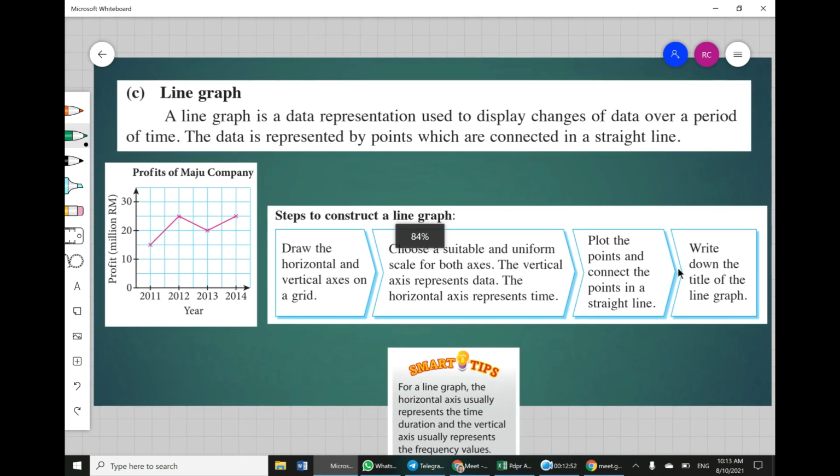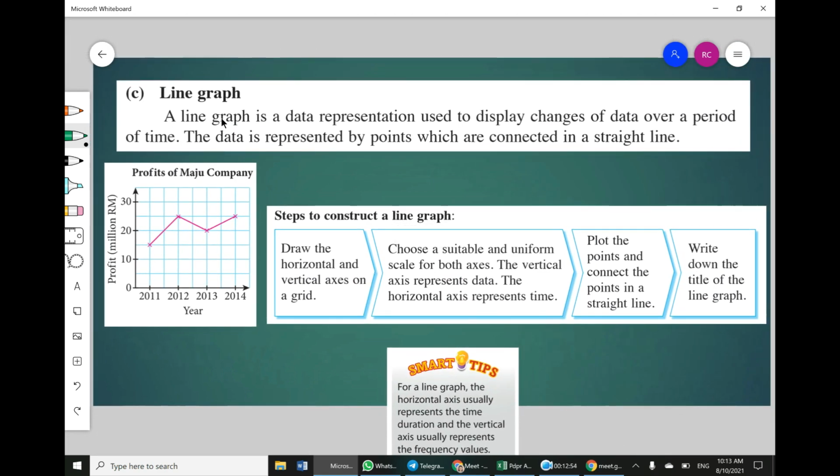Okay, this is the definition of a line graph over here. A line graph is a data representation used to display changes of data over a period of time. So you can see on the graph over here, we have changes of data over a period of time. Okay, this is representing 15 million over here. This one is 25 and so on. Okay, the data is represented by points which are connected in a straight line. So these are all the points. We have 1, 2, 3, 4 points over here, and they are connected in a straight line.